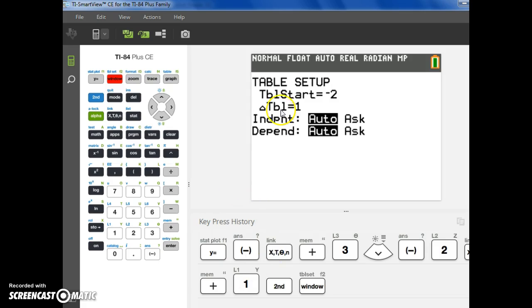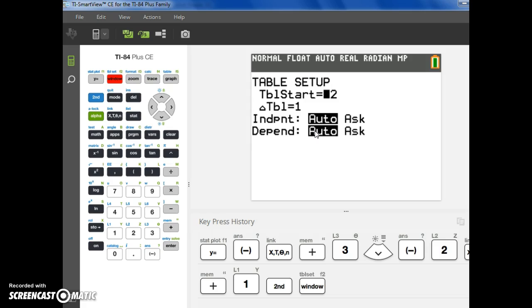And this number right down here, delta table, basically wants the spacing. So from negative 2 to negative 1, it's a spacing of 1. We want a value at every consecutive integer. So I'm going to leave that as 1. These two down here, independent and dependent, we're going to leave as auto. We want the calculator to do the work for us on that one.